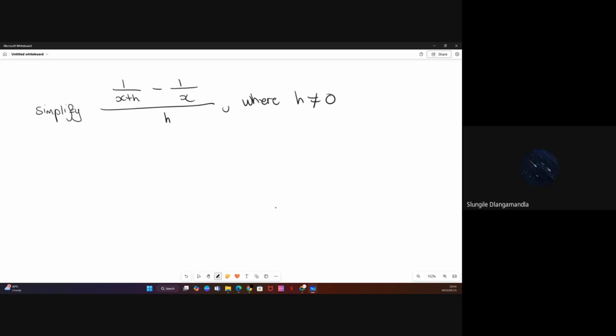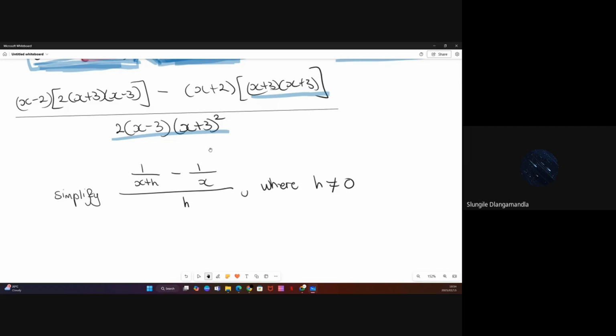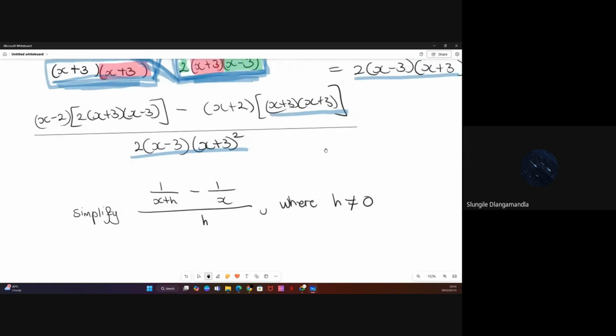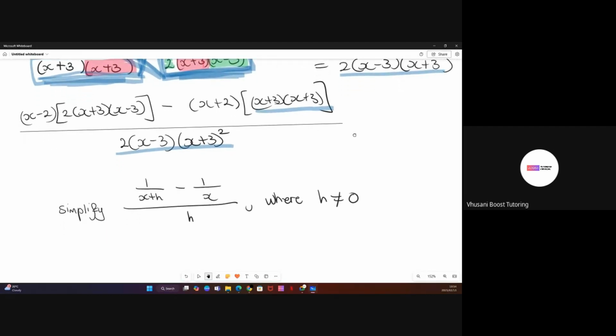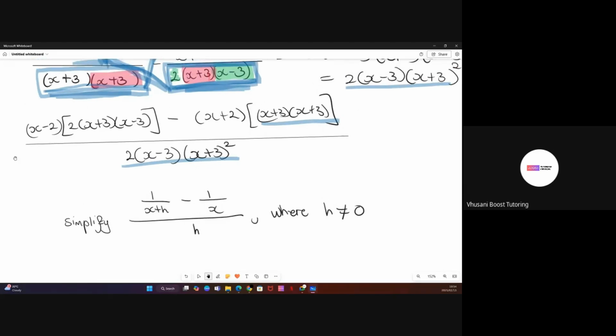Sorry, sir. I just wanted to ask if the final problem you were doing, is that the final answer? No, it's not the final answer. You can just simplify the numerator and then you're done, right? So that's all you need to do. You just simplify the numerator, multiply the brackets inside and everything, and that's it. Once you reach this point, all you have to do is just simplify.